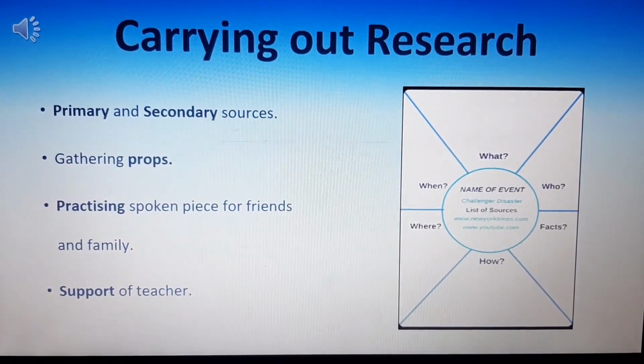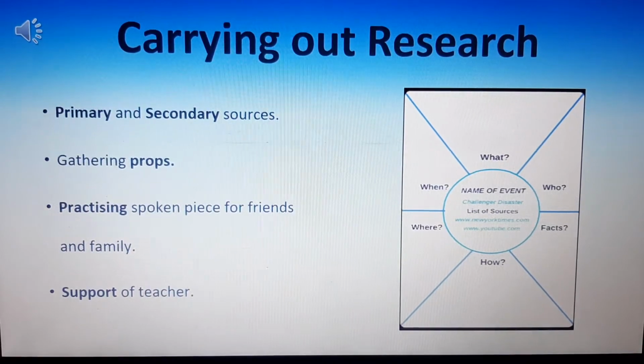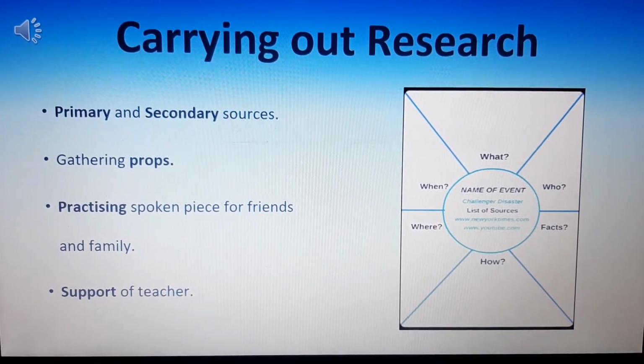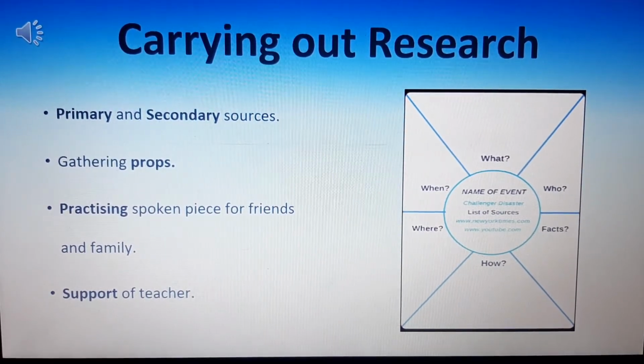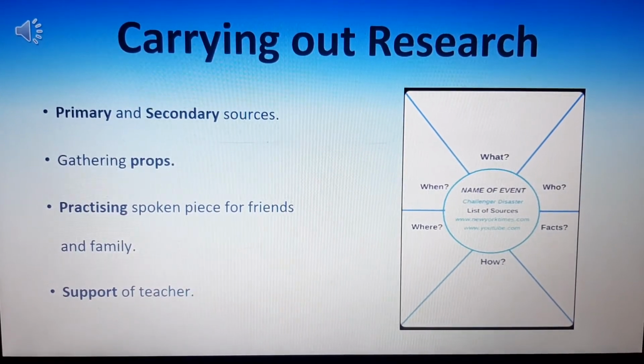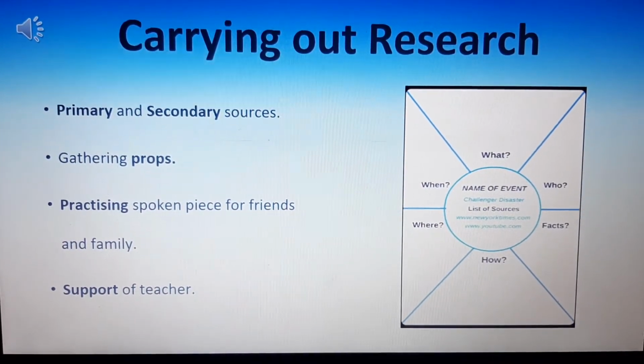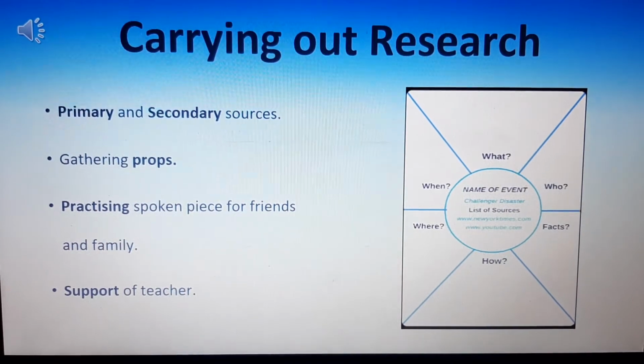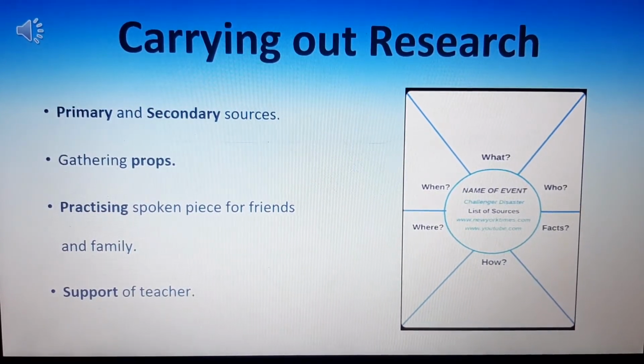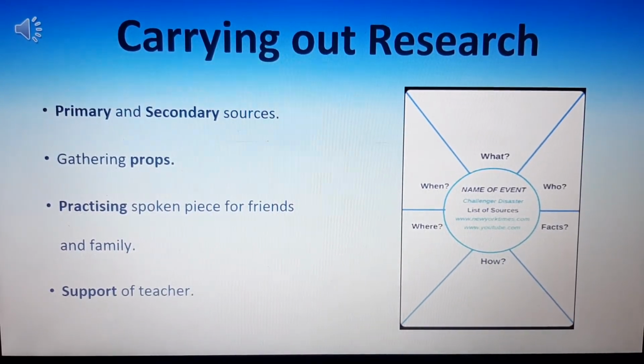Carrying out research. For carrying out your research, you look at primary and secondary sources. You will gather props. You'll also practice your spoken piece, if possible, with friends and family, whether that's presentation or performance. You'll also receive the support of your teacher.